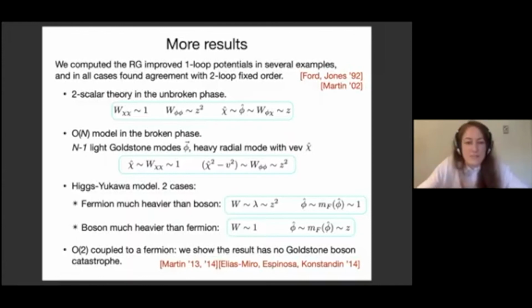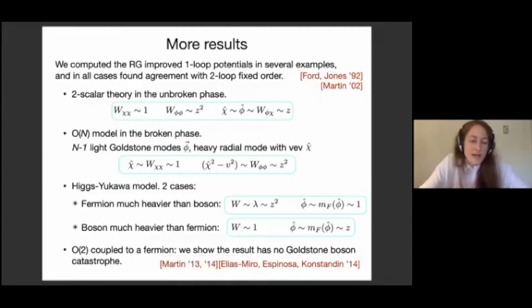And here I've written the power accounting that would be relevant to having a hierarchy in the Coleman-Weinberg potential for each case. We also looked at a complex scalar coupled to a fermion, which was an interesting test study to see that our result has no Goldstone boson IR divergence, which just makes contact with some of this previous work, but I'm not going to say more about that.